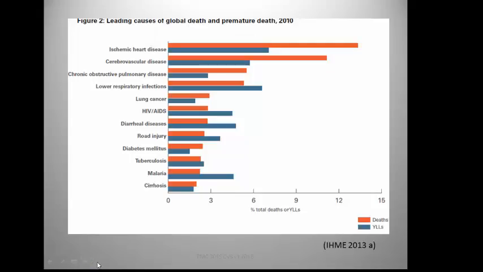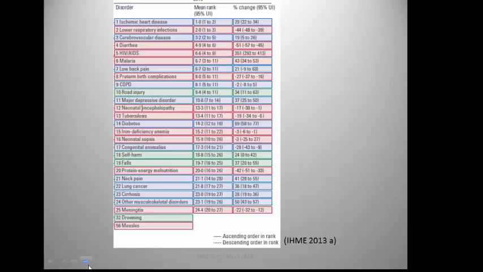If we take a look at the global burden of disease study, you can see that globally, ischemic heart disease is one of the major causes of death worldwide. This study was commissioned by the World Bank. And if you look there, you'll see ischemic heart disease ranking right at the top at number 1.